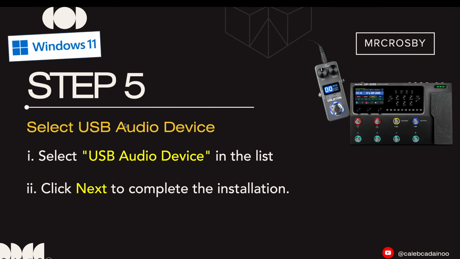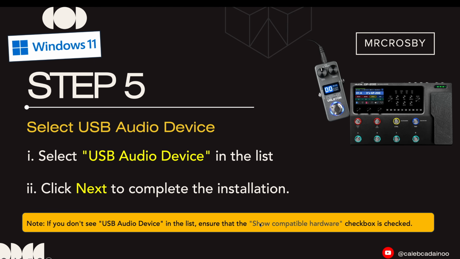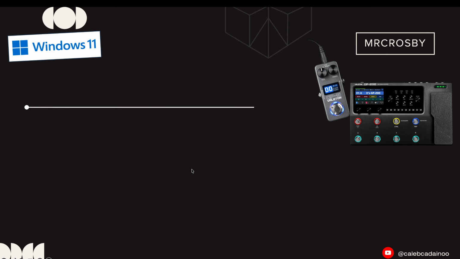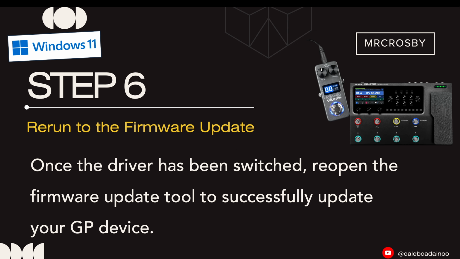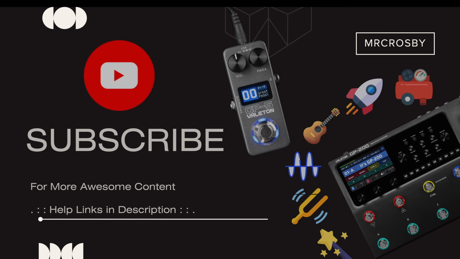But if you do not see USB audio device like over here, you would have to make sure show compatible hardware is checked. So it's going to be a checkbox and you have to click it to see it activated. So once you do that, you would see USB audio device in the list and then you select that and then you click next to complete the installation and everything would work fine. So you would have to rerun the firmware update again and everything will be successful.